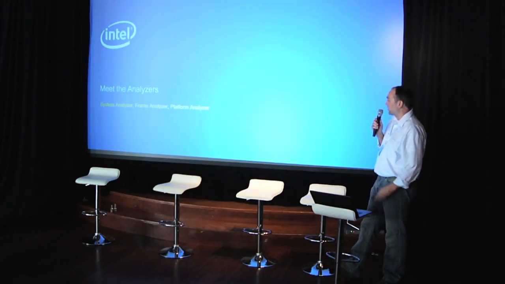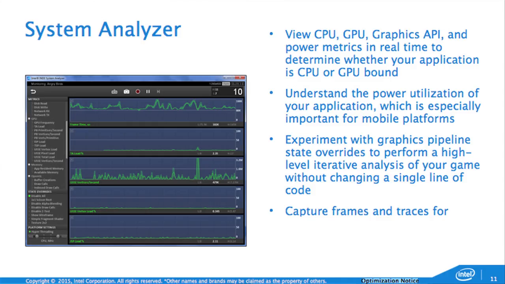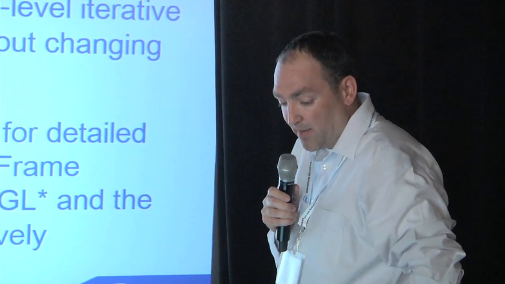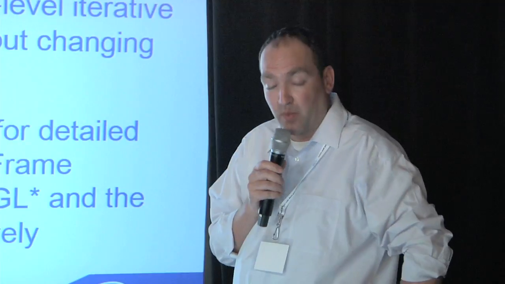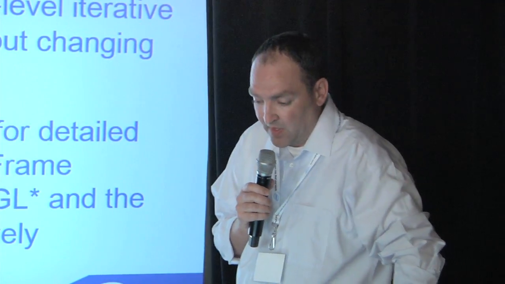Now that we've seen the overall workflow, let's look at the individual tools: System Analyzer, Frame Analyzer, Platform Analyzer. As we mentioned before, System Analyzer is probably the application you're going to use first. What System Analyzer allows you to do is connect to your application and gather real-time information as your game is being run. You can view highly detailed CPU and GPU activity, power metrics, and a host of other platform data, all captured in real time.